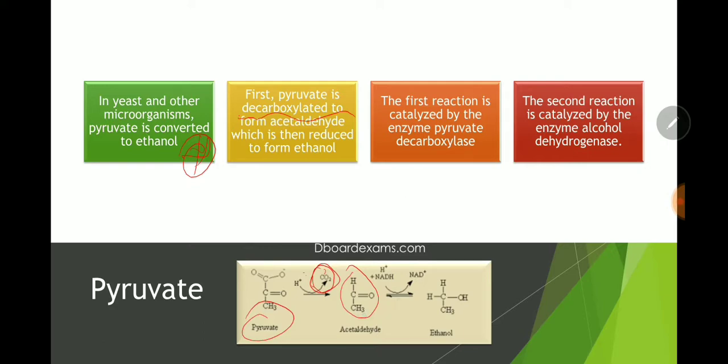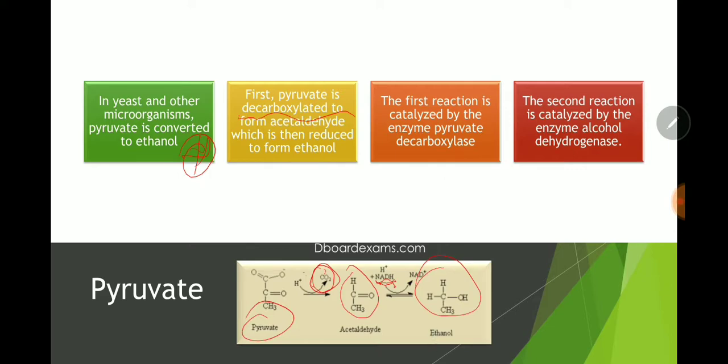And then there is this step which consumes NADH. Remember that step. Acetaldehyde needs NADH to form ethanol, and you can see that now this ethanol has 3 carbons. All right.